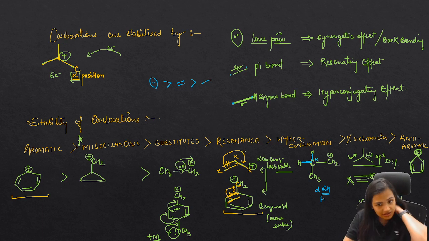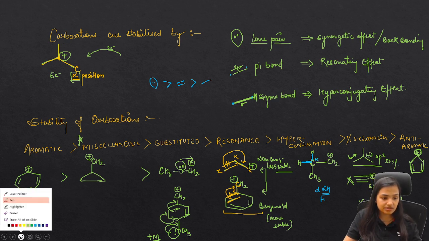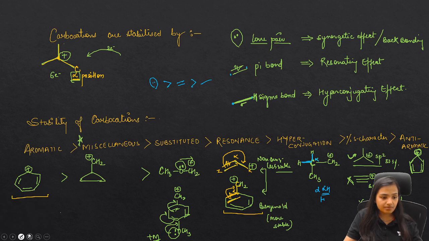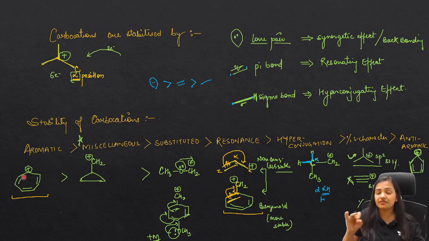Then comes your resonance, which are getting stabilized by the lone pair or the pi bond. Hyperconjugation, that is by the alpha hydrogen, the percentage of s character, and the anti-aromaticity. So please learn this whole part. Which part? Here, this much. That is the aromatic, miscellaneous, substituted, resonance, hyperconjugation, percentage of s character, anti-aromatic. You will be able to solve each and every question.